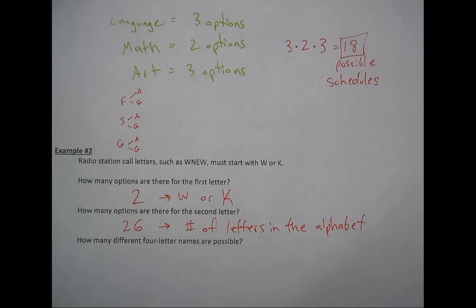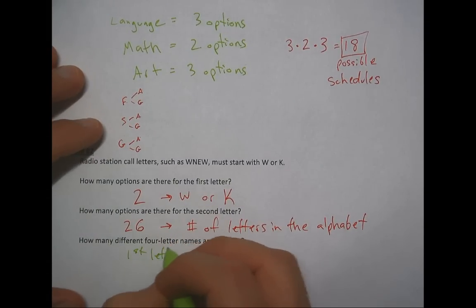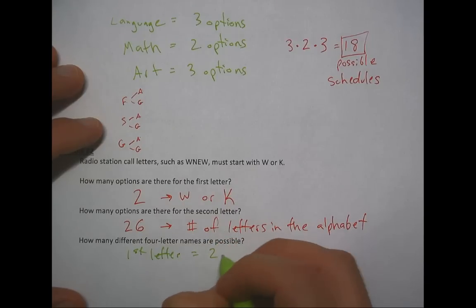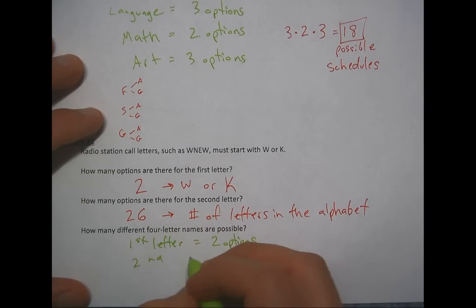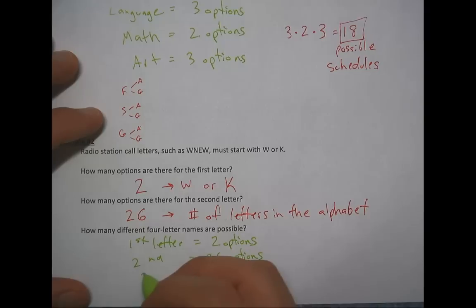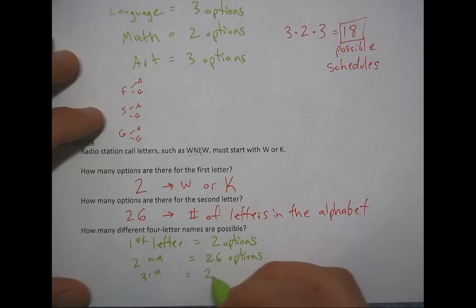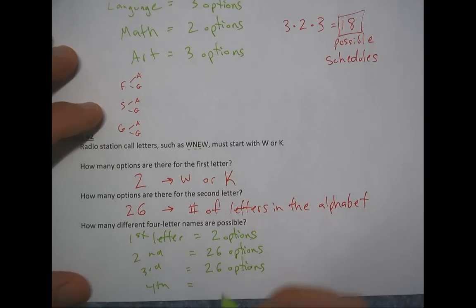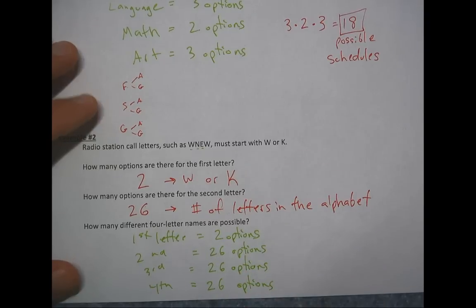So how many different 4-letter names are possible? So for your first letter, you've got 2 options. For your second, we already said, you've got 26 options. For your third letter, so 1, 2, 3, again, have another 26 options. And for your fourth, once again, you still have 26 options.